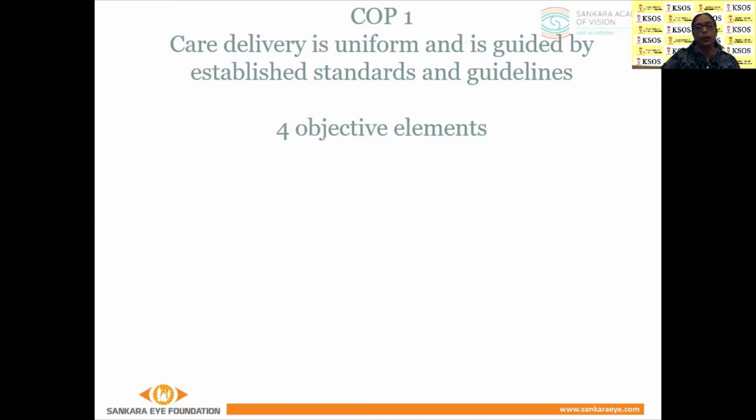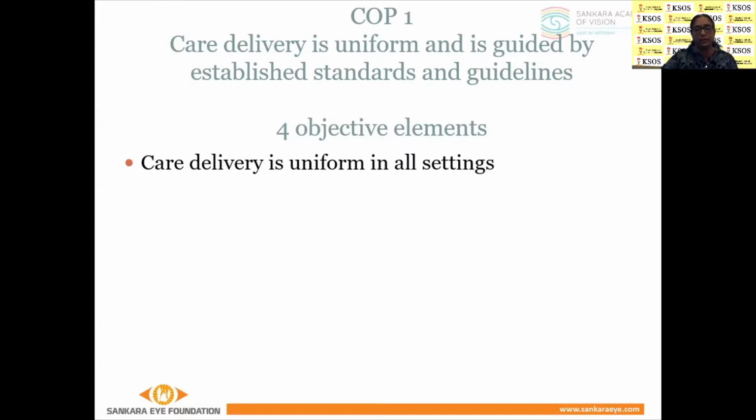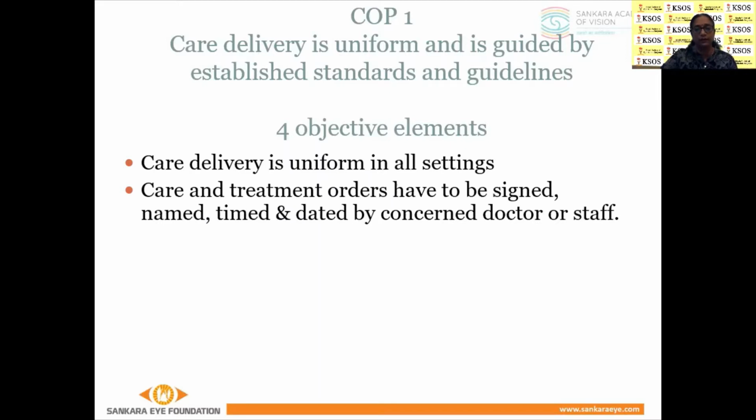So COP1 says that the care delivery is uniform and it's guided by established and standard guidelines. So it has about four objective elements. The gist of the objective elements is that the care delivery is to be uniform in all the settings. Like in many hospitals, there are camp services, there are subsidized services, there are paying services. So the care delivery has to be common in all the settings.